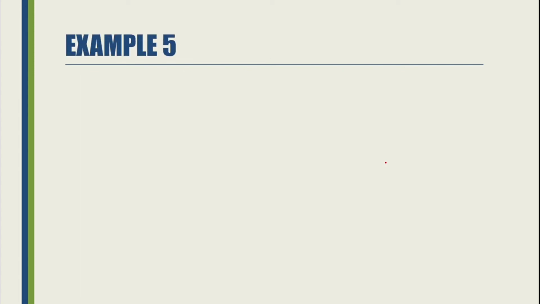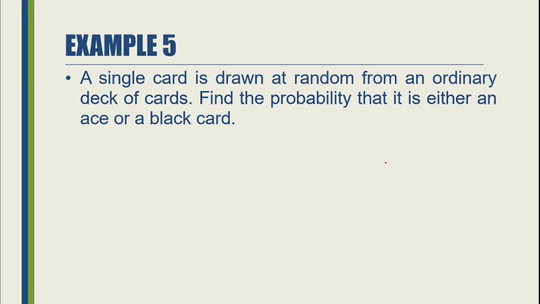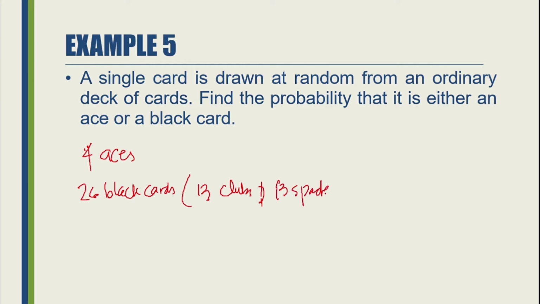Next question, we have example number 5. A single card is drawn at random from an ordinary deck of cards. Find the probability that it is either an ace or a black card. So let us first see how many aces do we have? 4 aces, and 26 black cards. We have 13 clubs and 13 spades. In the 26 black cards, there are 13 clubs and 13 spades.